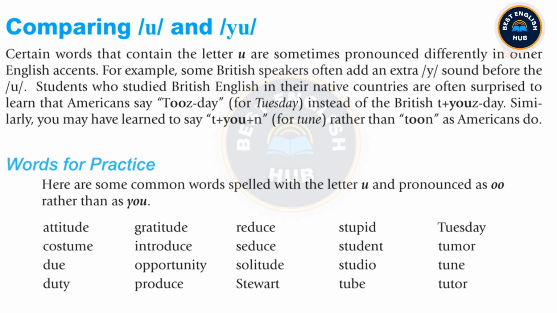Words for practice. Here are some common words spelled with the letter U and pronounced as U rather than U. For example, don't say student, say student.